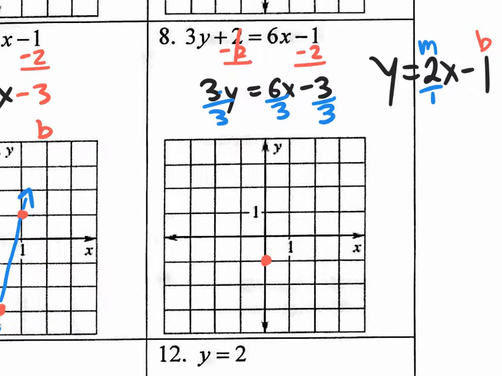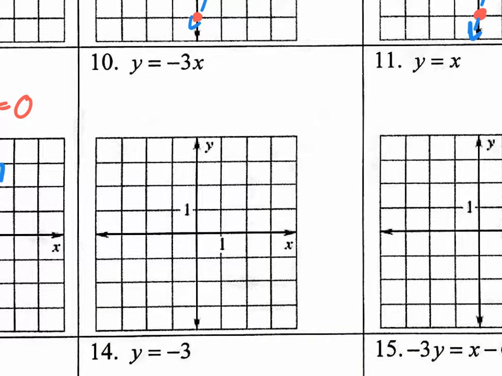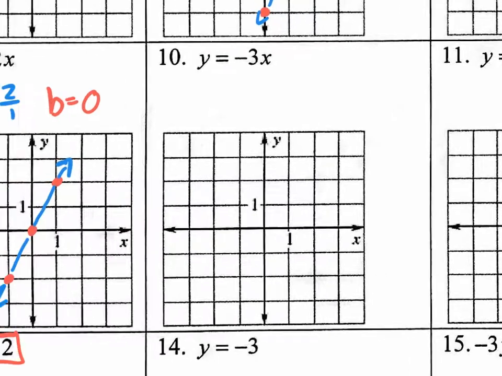And from that point, you're going to rise 2 and run 1. So you're going to go up 1, 2, and over 1. And let's put a dot right there. Connect the dots. Put arrows on it. We're done. Let's move on to number 9. Actually, number 10. Number 9 was explained on the previous video.